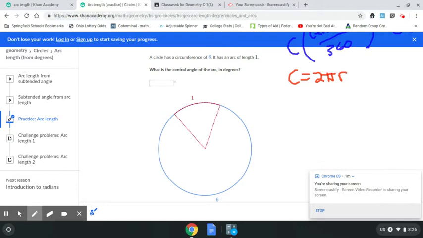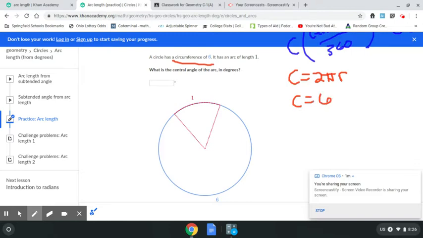So what you have to ask yourself is, what have I been given? If I've been given the circumference, I don't have to mess with pi or 2. If I'm given the radius or the diameter, now I have to bring pi into play when I have my circumference. In this case, they gave me the circumference. The circumference is 6, so I don't have to mess with pi. I know c equals 6. So I'm ready just to jump into my formula.